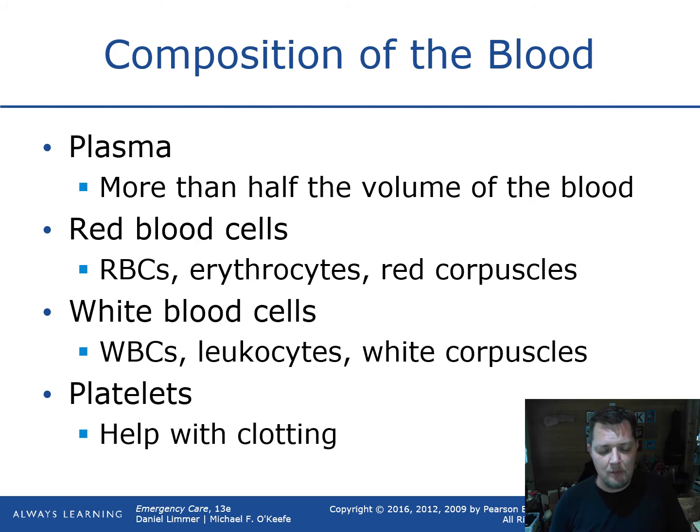So composition of the blood. We've got plasma, red blood cells, white blood cells, and platelets. Plasma is more than half of the volume of the blood. Plasma is the liquid form of the blood. Then you've got red blood cells just kind of floating around in that blood. You've got white blood cells floating around in that blood too. And then you've got platelets. Platelets help with clotting.